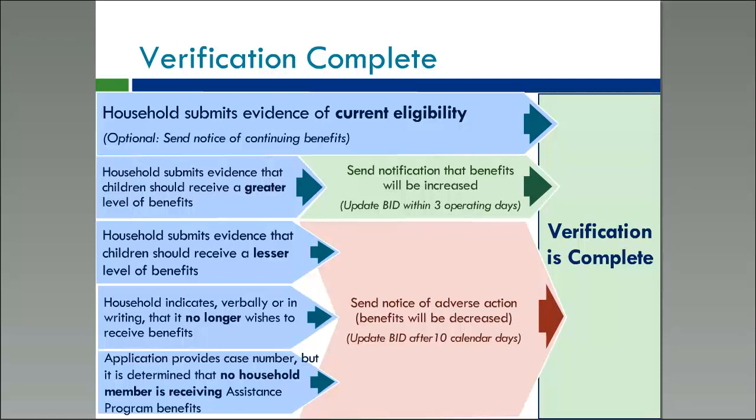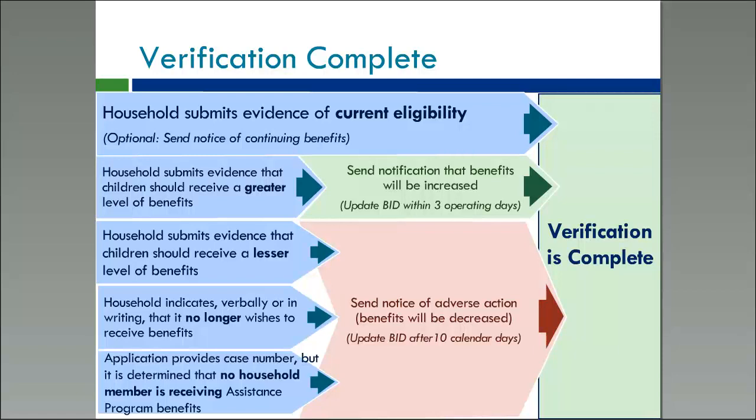And then the others are if the household decreases in status. So if they submit evidence that shows they should receive a lower level of benefits, or if they let you know that they no longer wish to receive benefits or are not going to reply to your verification, or if it shows that they were not able to show that a household member was receiving assistance program benefits, so they no longer qualify, then you will send that notice of adverse action.